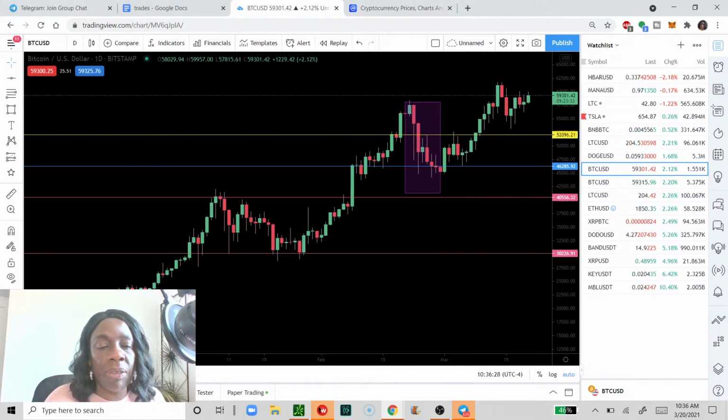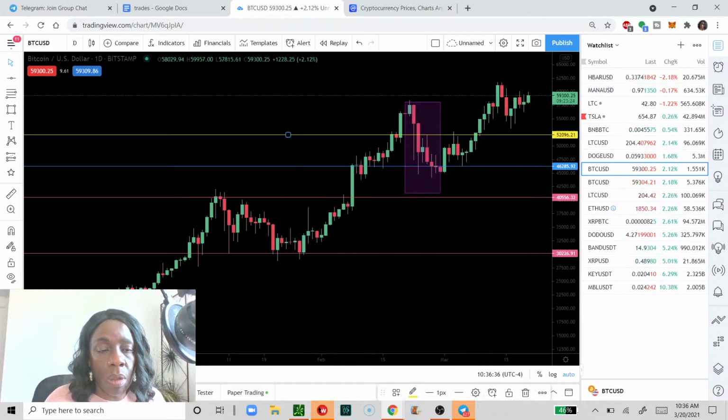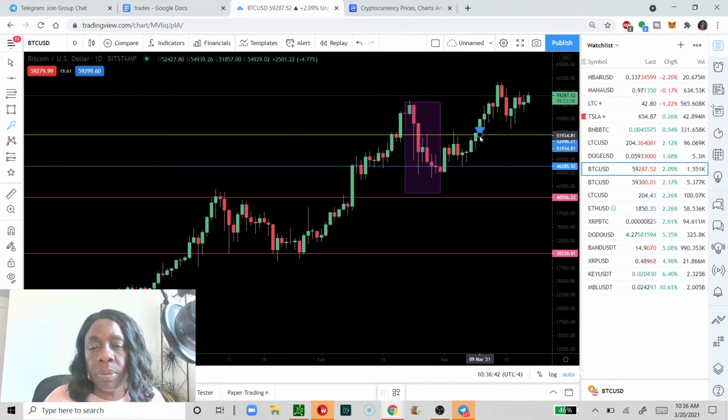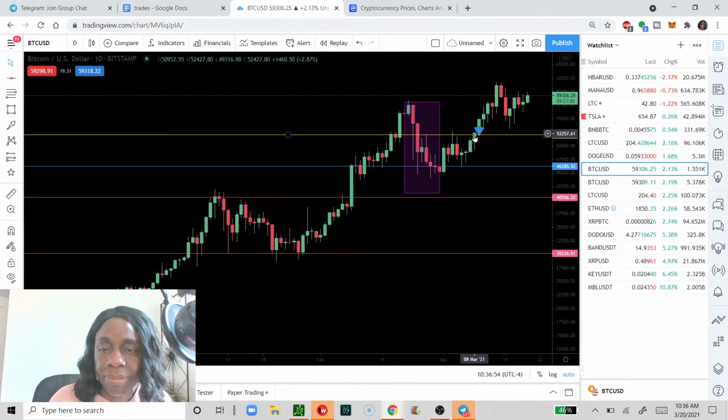Let me see if I can use one of my tools. Gotta know how to use these things. No. Forgive me, guys. I think I'm trying to... Anyway, where this blue arrow thing is.